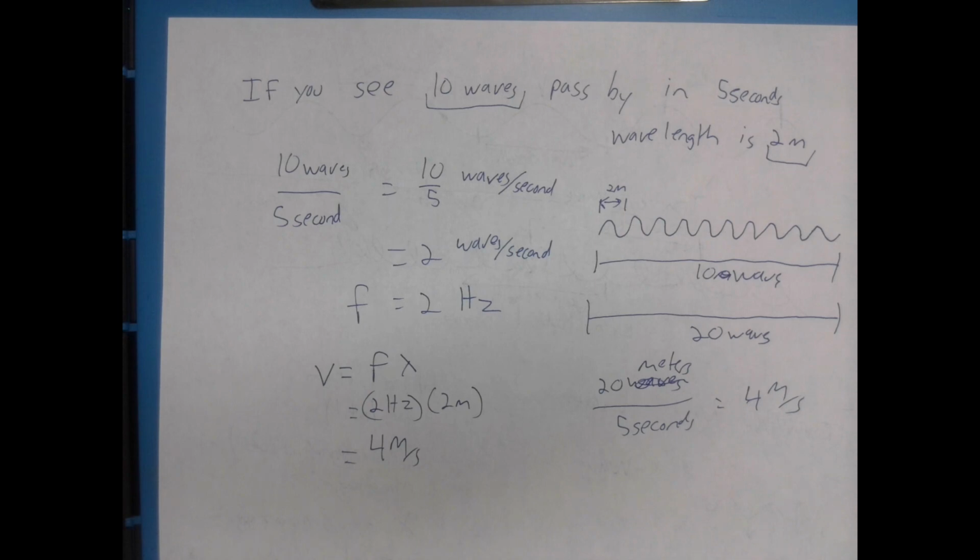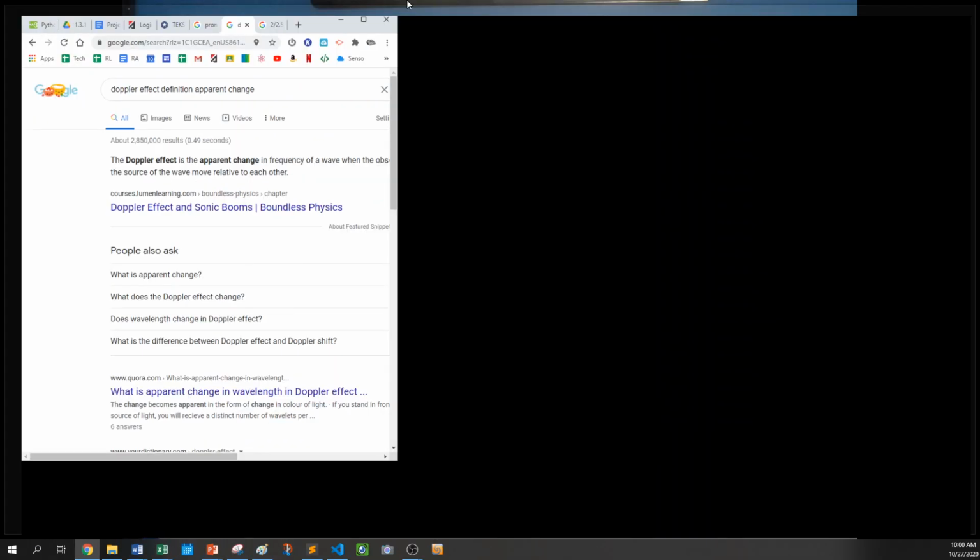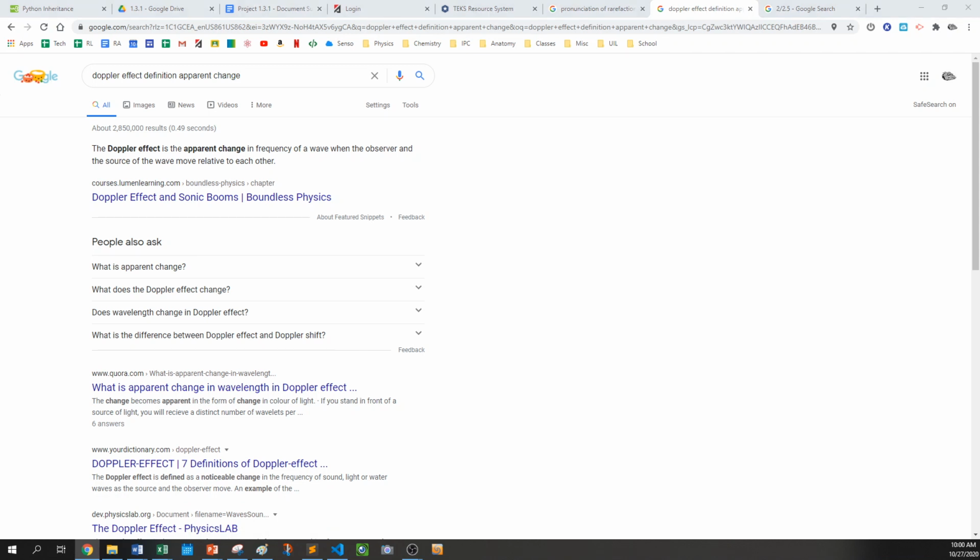What is the Doppler effect? So the Doppler effect is the apparent change in frequency due to the relative speed between the source of the wave and the observer. So it's the apparent change in frequency. You hear it emitting two different sounds, one when it's coming towards you and one when it's moving away from you.